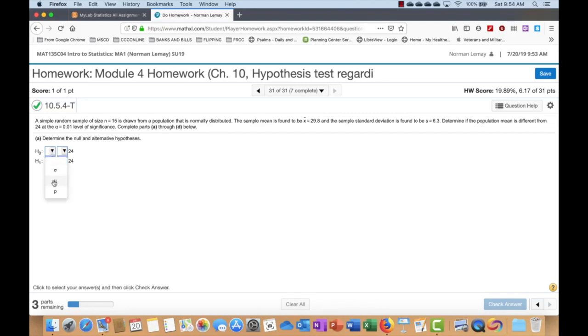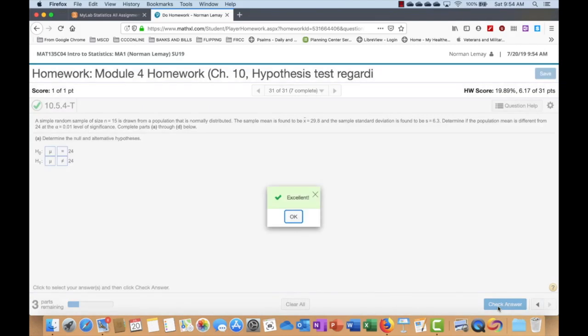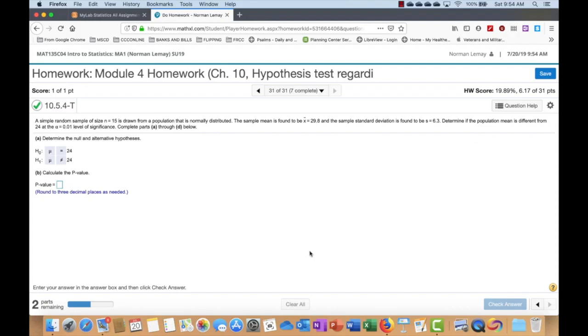Well, let's just note that the null is always in the form mu equals 24. In this case, we are now asked, is the population mean different? So we will put mu is not equal to 24. All right, we'll go ahead and check our answer here. All right. Good job, guys. Good job. All right, so now we need to compute the p-value.